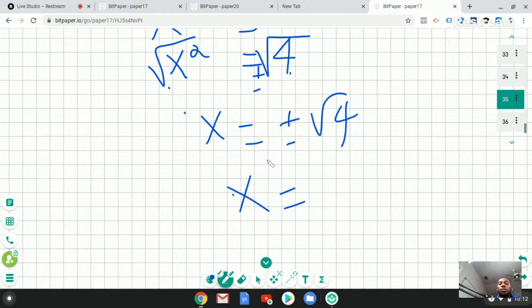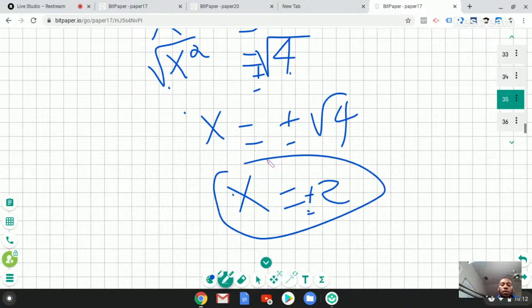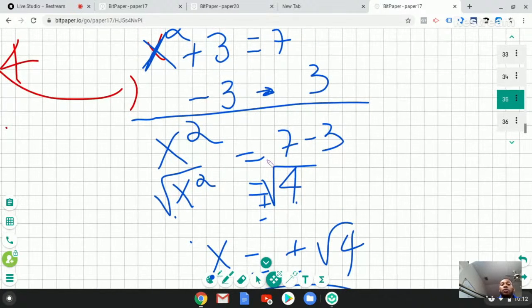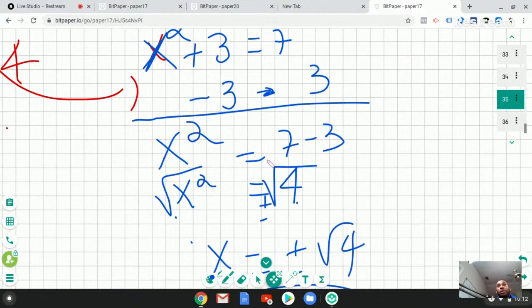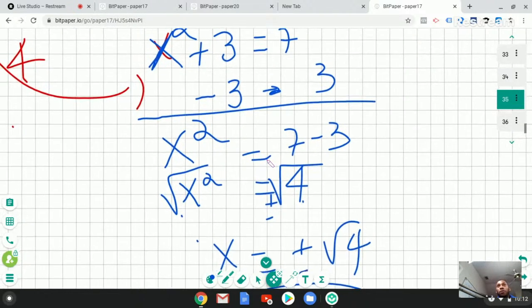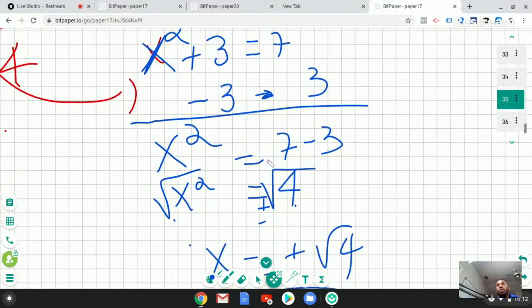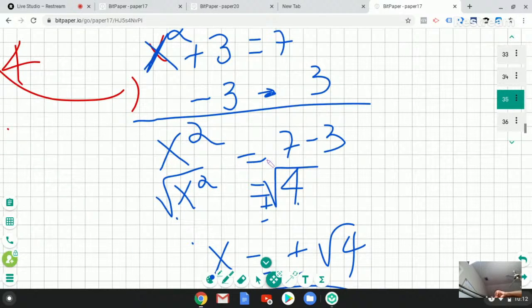x is equal to 2, plus or minus 2. Okay, so if I plug in negative 2, negative 2 squared plus 3 is equal to 7, right? Negative 2 squared is 4. 4 plus 3 is equal to 7. If I plug in 2, 2 squared is 4, 4 plus 3 is equal to 7.